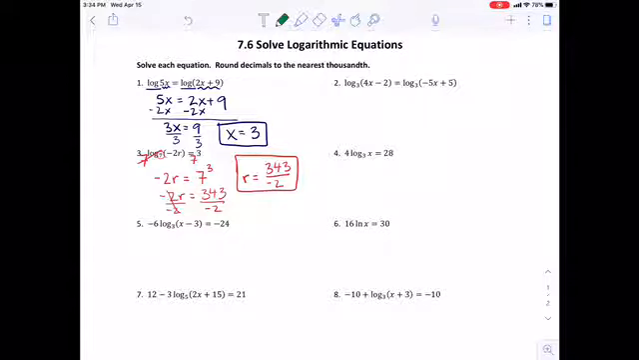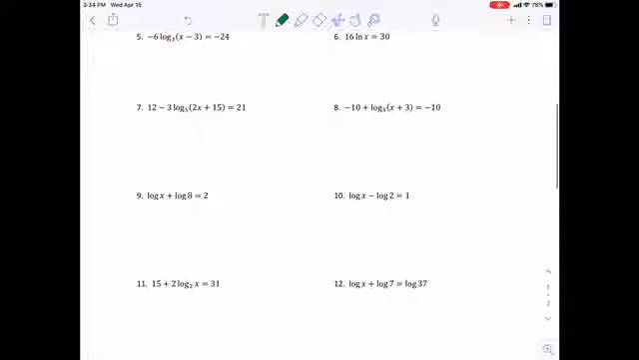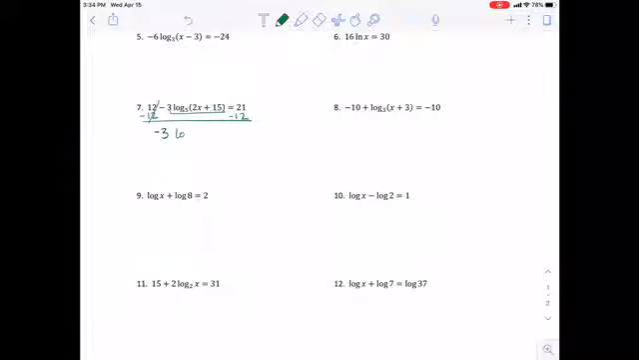Now, keeping that in mind, let's go ahead and look at problem 7, which says 12 minus 3 log base 5 of 2x plus 15 equals 21. Now, to solve this equation, I need to get this log alone first, which means I'm going to start by subtracting the 12 over to the other side. That will give me that negative 3 times the log base 5 of 2x plus 15 is equal to 21 minus 12, which I'm getting is 9.